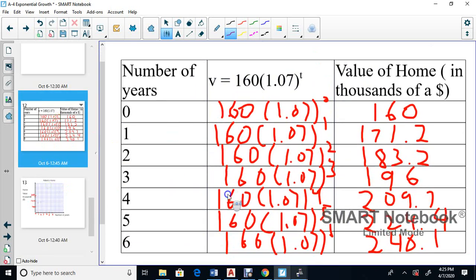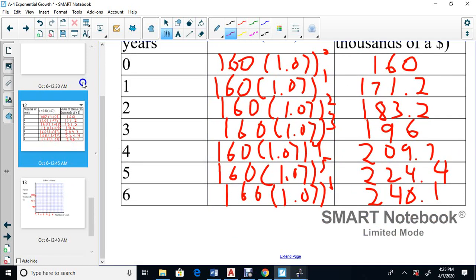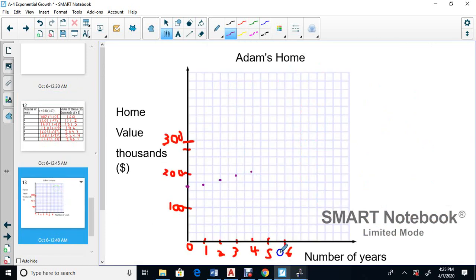Okay, at 5, we're at 224. So 224, just under the 225. And the last one, we're at 240. So right about here. Now this one, I know it's a curve, but it looks like a line. I'll just draw the best I can through all these.